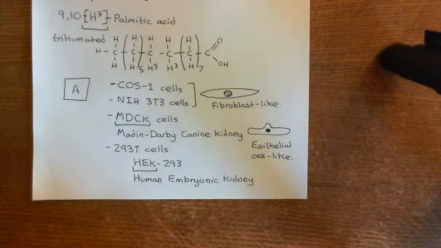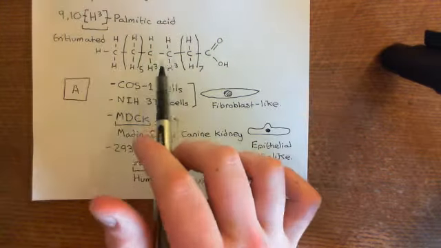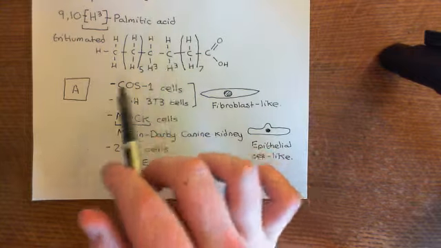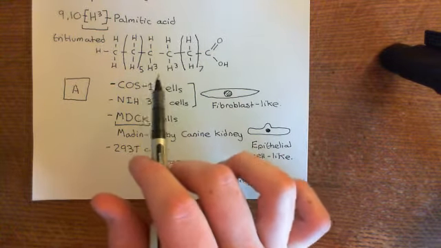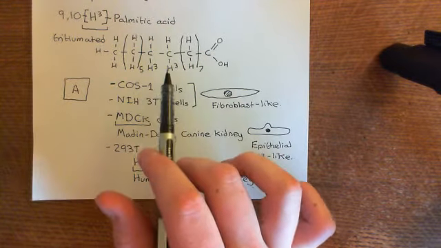Okay, so welcome back to this next video in which we are discussing the detection of protein palmitoylation using tritiated palmitic acid. Right, so we've discussed the tritiated palmitic acid that we're going to use, and we've discussed how it's going to be releasing beta radiation.